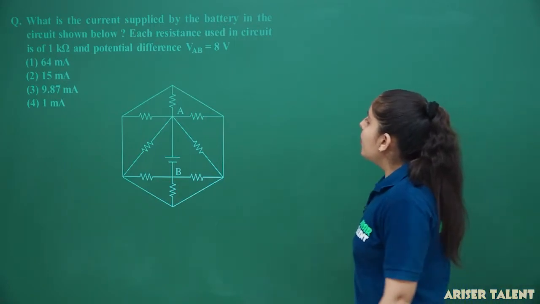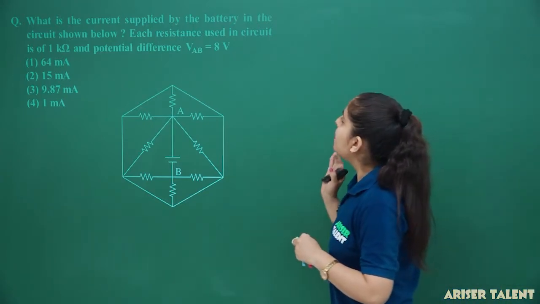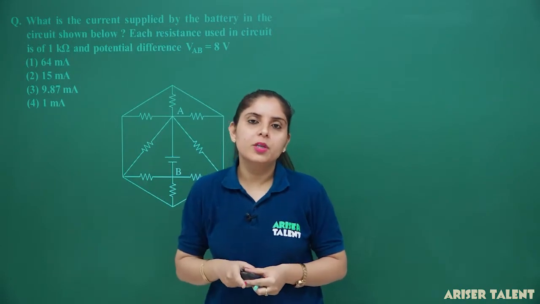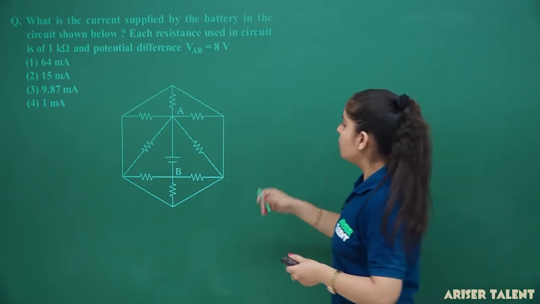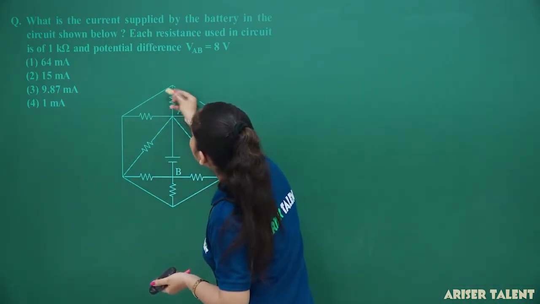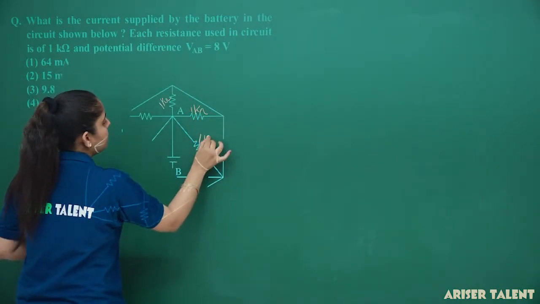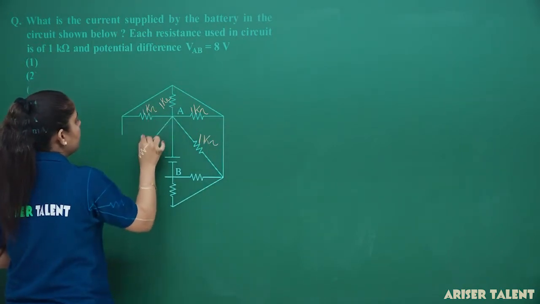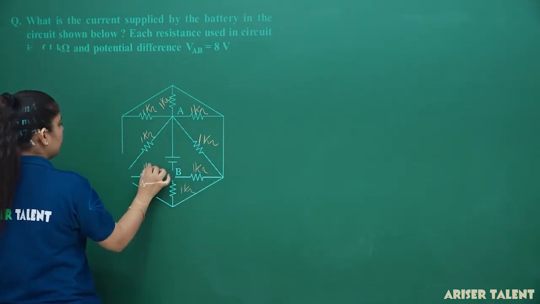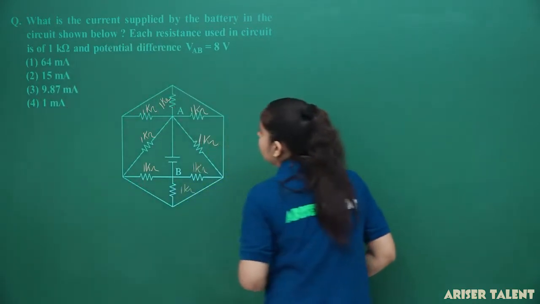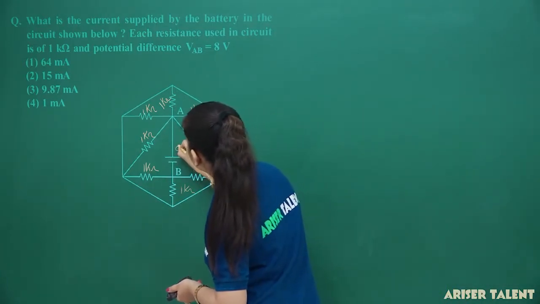Now, again we are provided with a combination of resistances, and what we have to determine is the current supplied by the battery in the circuit shown below. You have to determine the value of current in the circuit. Each resistance used here is 1 kilo ohm. So, each resistance in the circuit is 1 kilo ohm. Now, the potential difference between point A and B is given, that is equal to 8 volt.